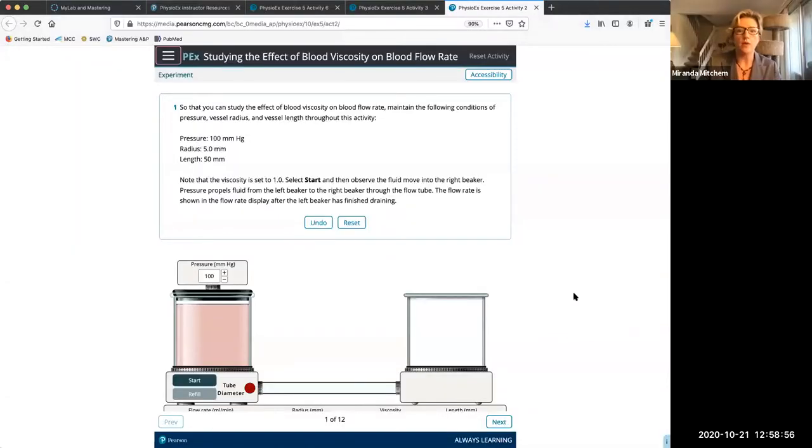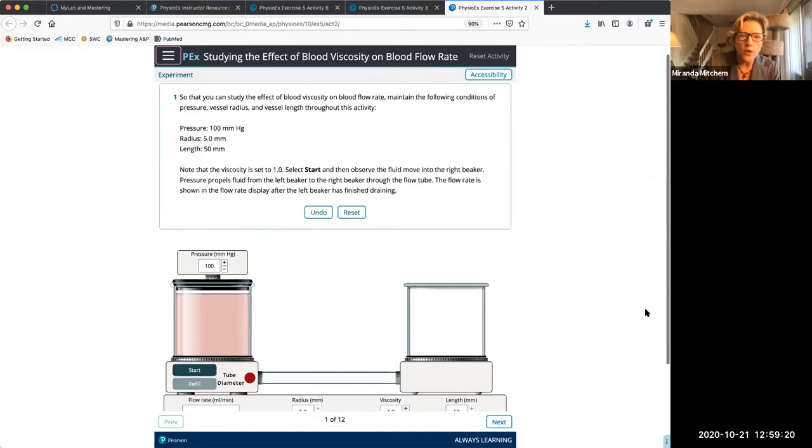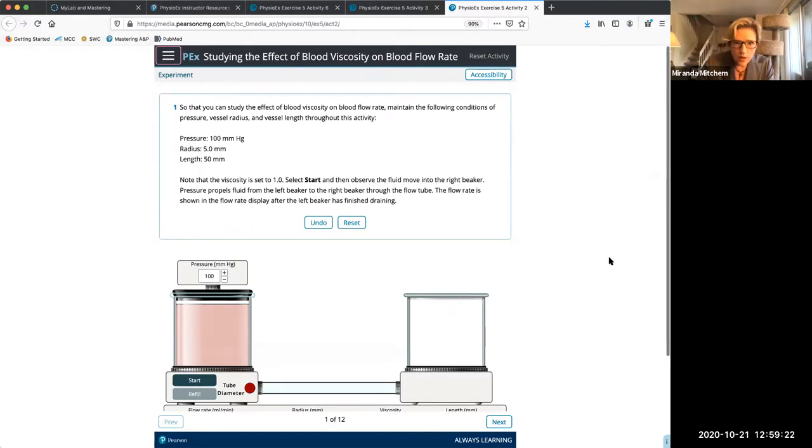Okay, now we're looking at viscosity, the thickness of blood. And there are some elements in this experiment that we really haven't covered in lecture yet. It's covered in the chapter 15 and 16 lecture on blood vessels and blood. So keep in mind that if you're doing this at home, there's certainly some terminology we haven't gotten to, but we will get to.